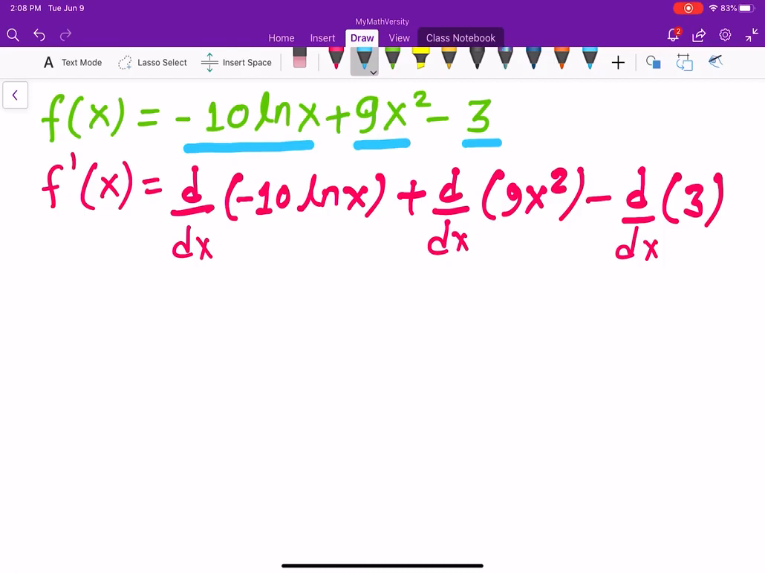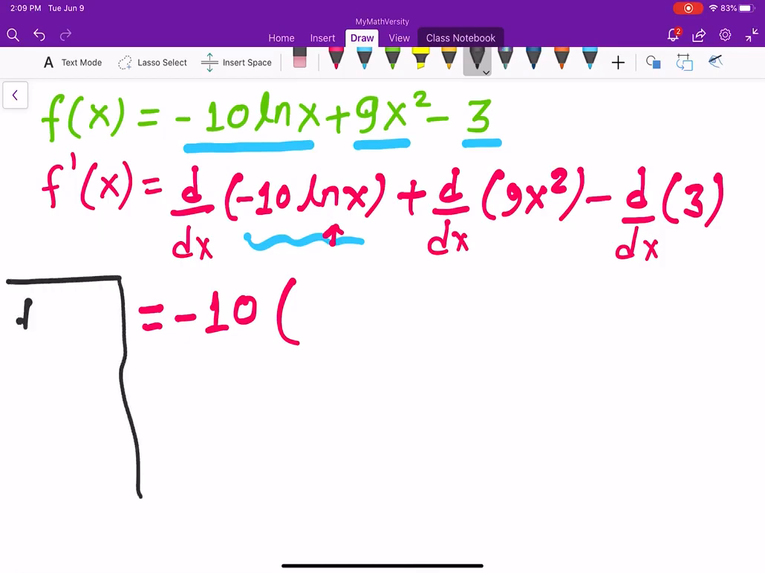How do we find the derivative of -10 times ln x? We know that -10 is multiplied with ln x, so by the constant multiple rule we can take the constant out and multiply by the derivative of ln x. And what is the derivative of ln x? We know that the formula for the derivative of ln x is 1 over x. So we can use that formula here: the derivative of ln x is 1 over x.